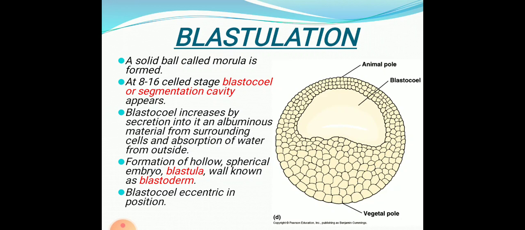The blastocoel increases by secretion into it of an albuminous material from the surrounding cells and absorption of water from the outside. So here is the formation of a hollow spherical embryo, called the blastula, and the wall of the blastula is known as the blastoderm.